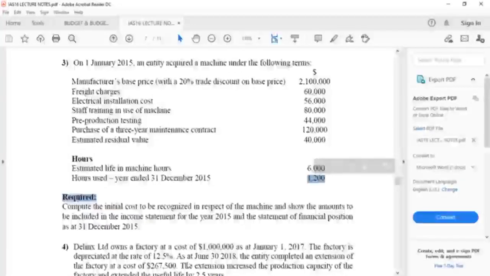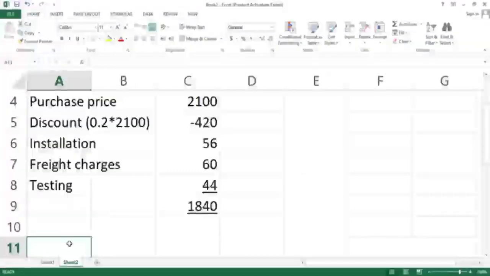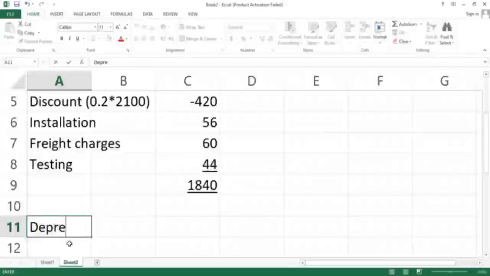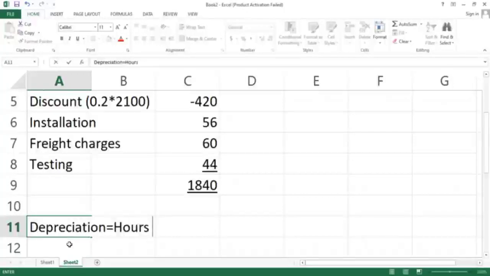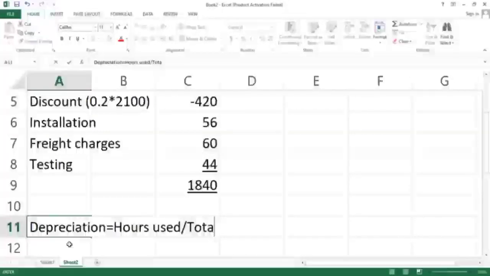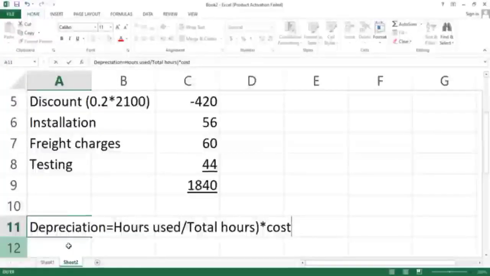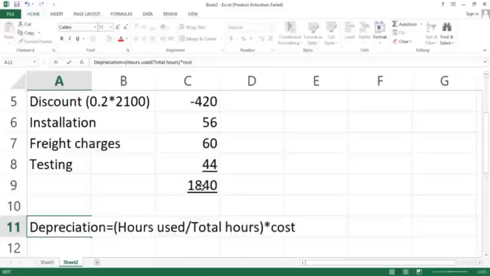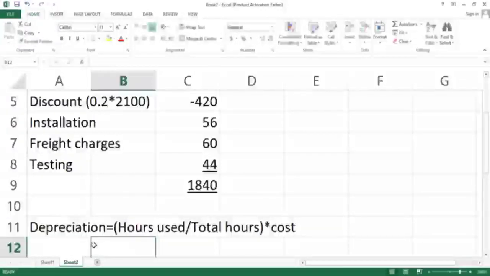That is also determined as the hours used. Depreciation is equal to the hours used over the total hours, all multiplied by the cost. So another way of doing it is that this 1840 is for 6,000, so if 1840 is for 6,000, how much would be for 1,200? Okay, so our depreciation will be how much?